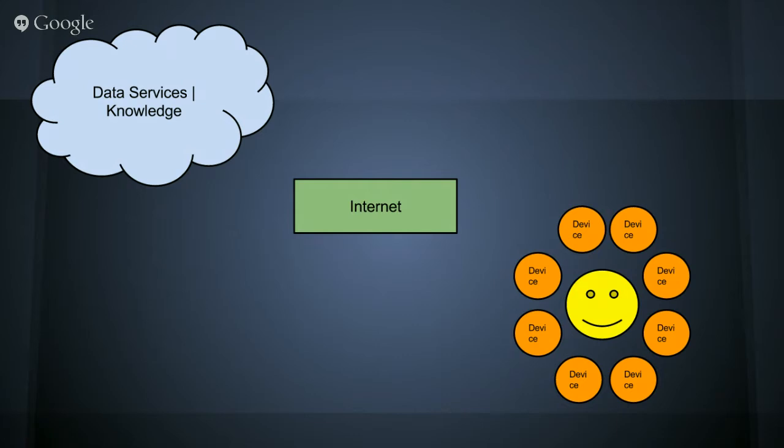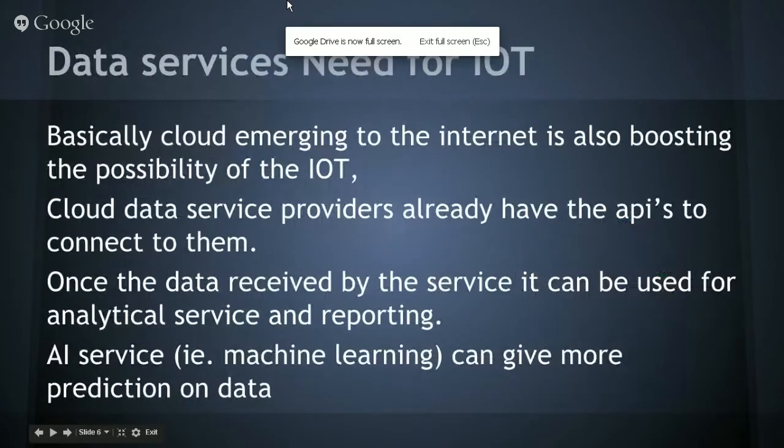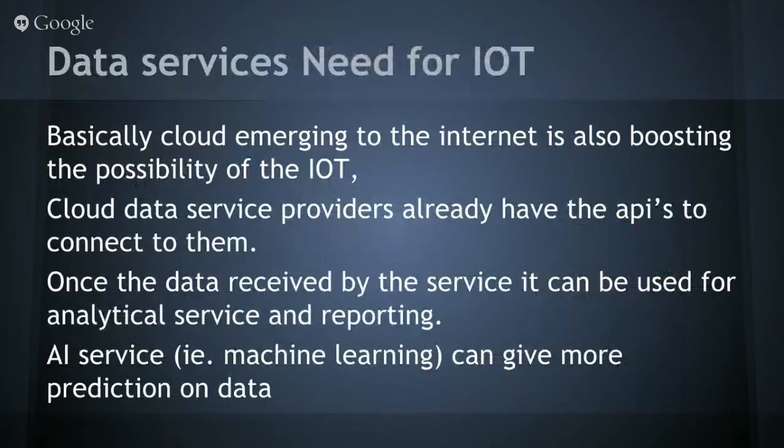IoT devices are very small. These devices have 64 kilobytes of memory. You cannot store so much data there that it can analyze, meaning knowledge, or predict something from the data. So we need cloud services. Emerging cloud services are also boosting the IoT platform.